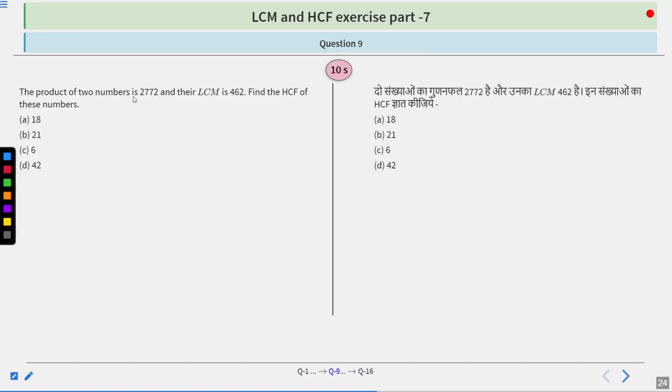The product of two numbers is 2772 and their LCM is 462. Find the HCF of these numbers. Options are 18, 21, 6, and 42. These are the options. And I'm giving you 10 seconds to find out the correct answer. After that, I will do the solution for you.